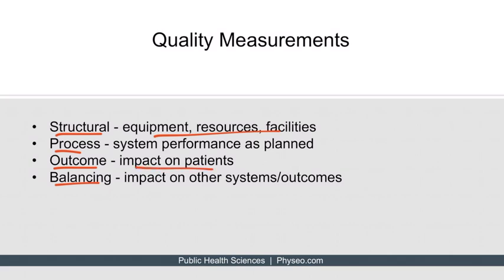Finally, balancing refers to taking into account an intervention's effect on other outcomes, positive and negative, so impact on other systems and outcomes. In this case, it might be useful to measure rates of antibiotic side effects, such as diarrhea or allergic reactions among the patient population.